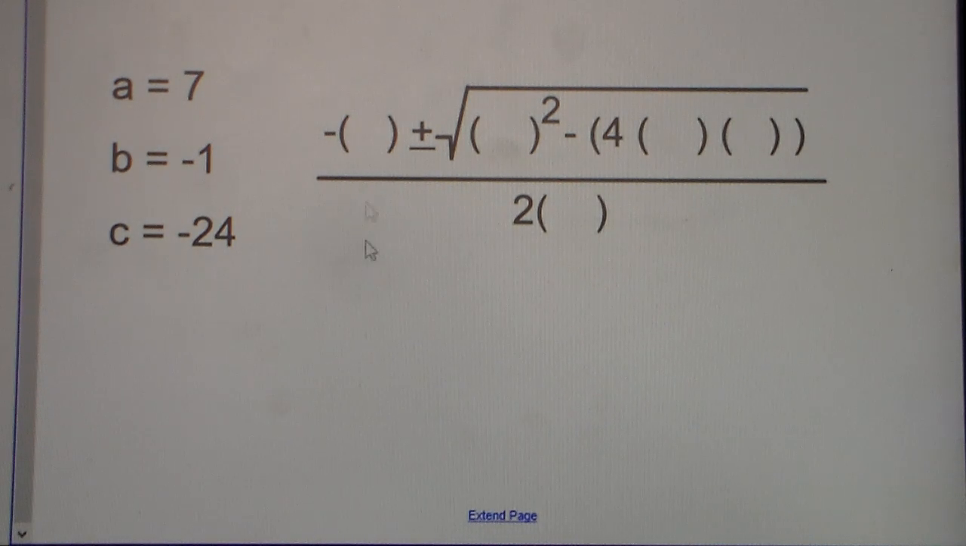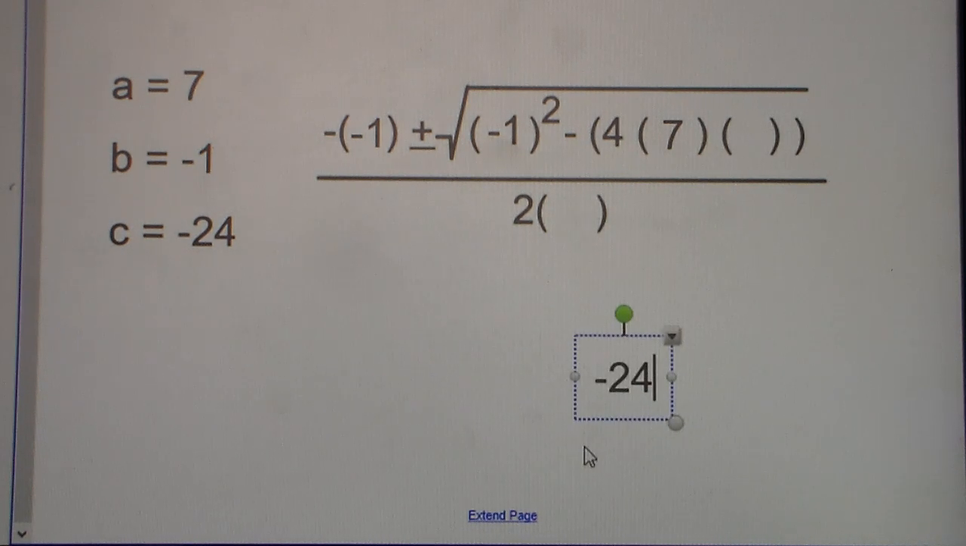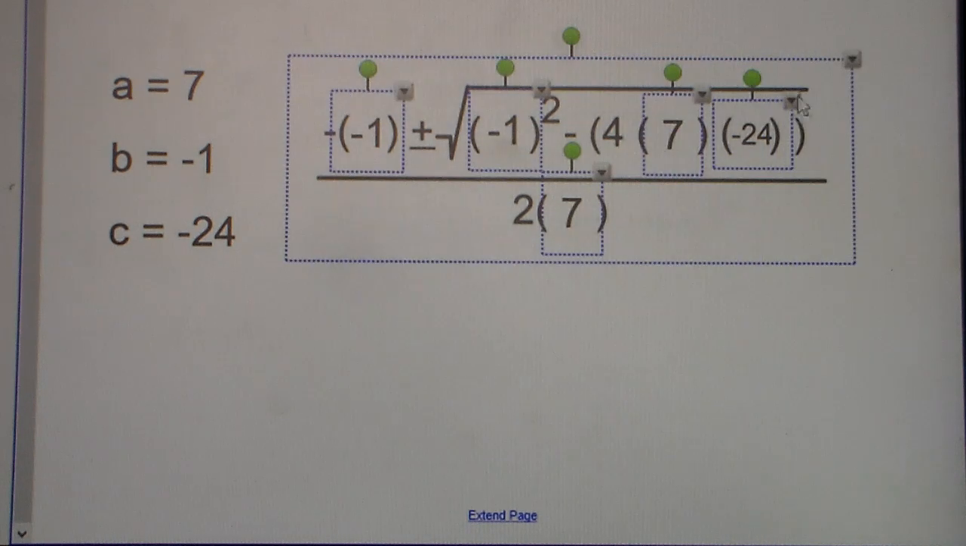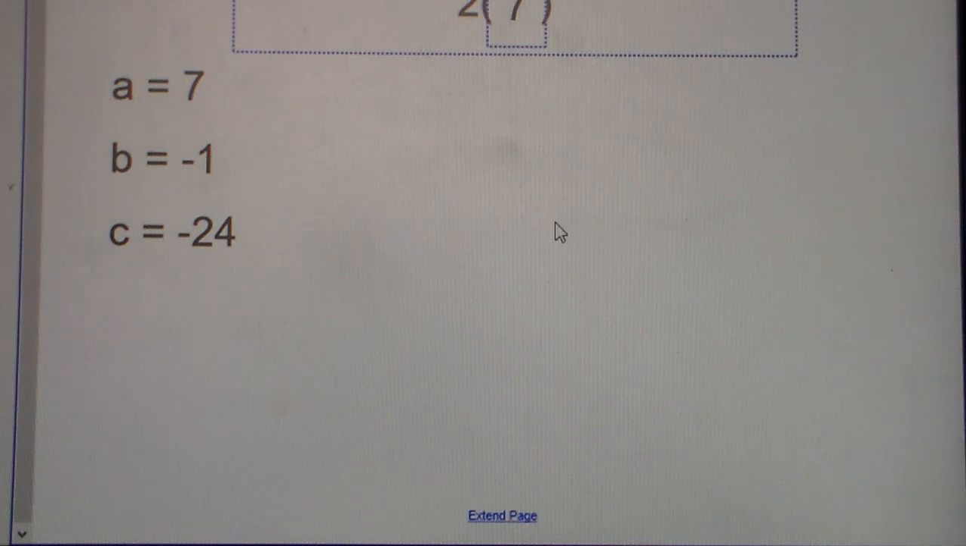So we have negative b, so that's negative 1, goes inside these parentheses. And then b squared, so that would be negative 1 squared, minus 4 times a, which is 7, times c, which is negative 24. So I put negative 24 in for that parentheses, over 2 times a, which is 7. So that's where I place all the numbers for this problem. And then I'm going to put that into the graphing calculator.